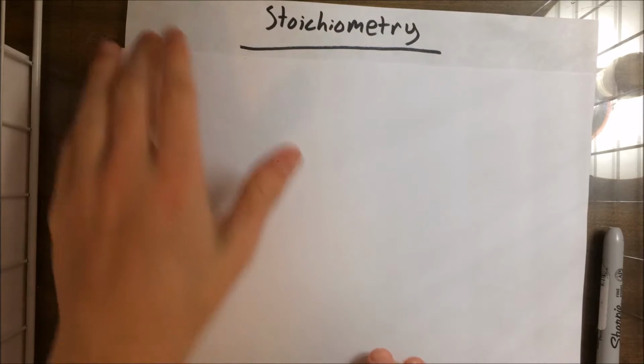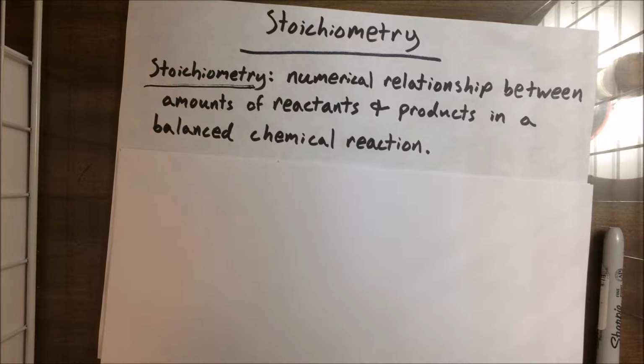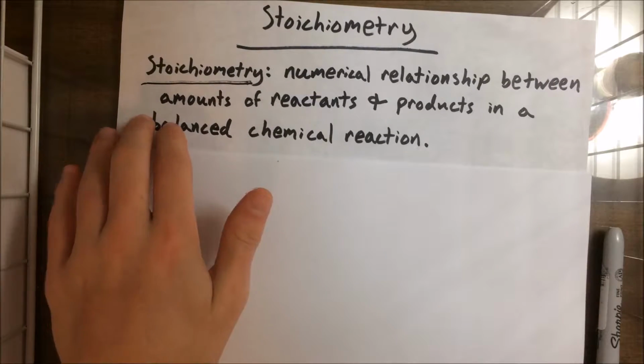Hey, iqkid here to talk about stoichiometry. Stoichiometry is the numerical relationship between the amounts of reactants and products in a chemical reaction. It allows us to plan and execute chemical reactions to obtain products in desired quantities.